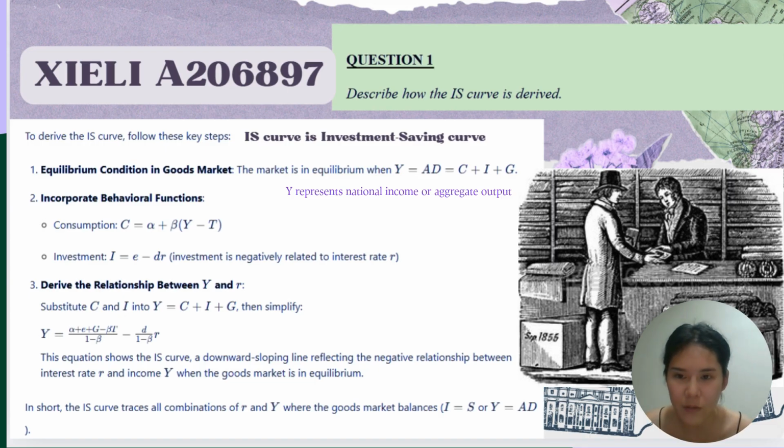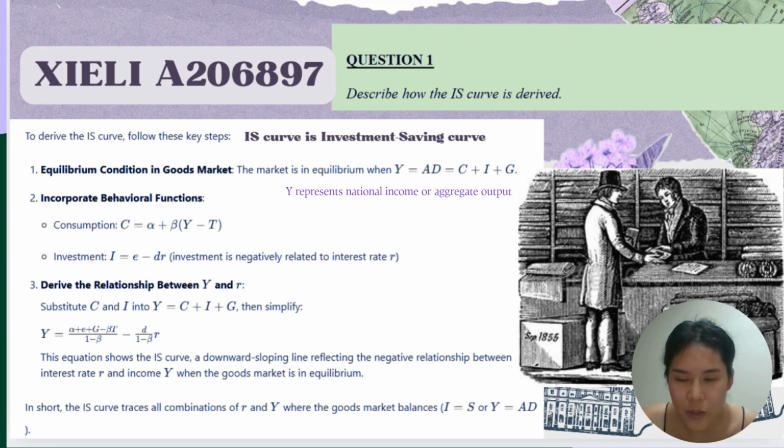Number three is to derive the relationship between national income and the interest rate. Substitute C and I, meaning substitute consumption and investment, into income. This simplifies to this equation. This equation shows the investment and saving curve, a downward sloping line reflecting a negative relationship between the interest rate and income when the goods market is in equilibrium.